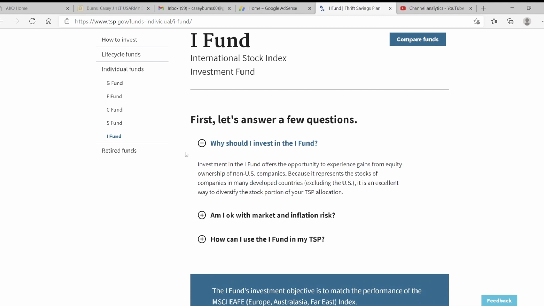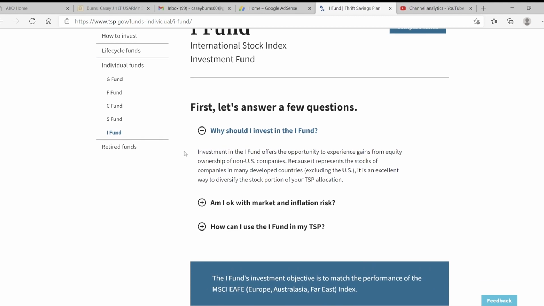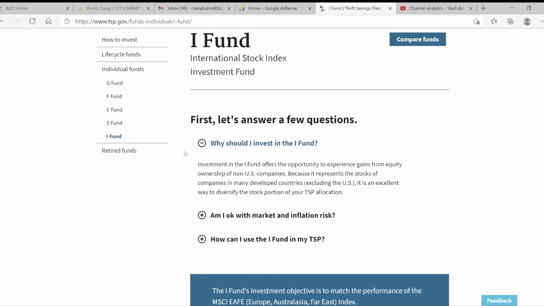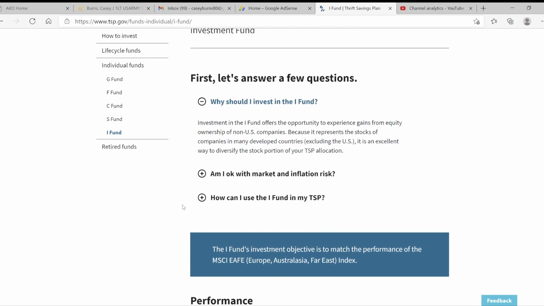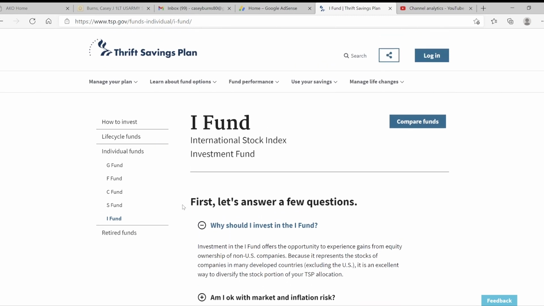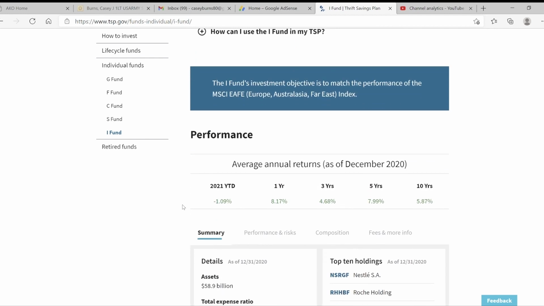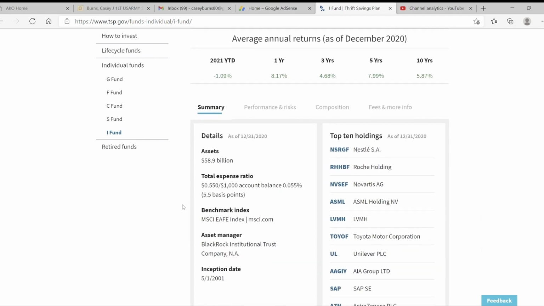And then I'll give you guys the Lifecycle funds. We'll look at those, and I'll give you guys a little bit of my opinion on all of these things. So the I fund is the International Stock Index Fund. Basically, it gives you exposure to companies that are non-US. So you're basically investing into the index that is a non-US index. Last year, it returned 8.17%. This year, it's down on the year. So that's something to keep in mind there. Basically, this is just saying that you want to be exposed.